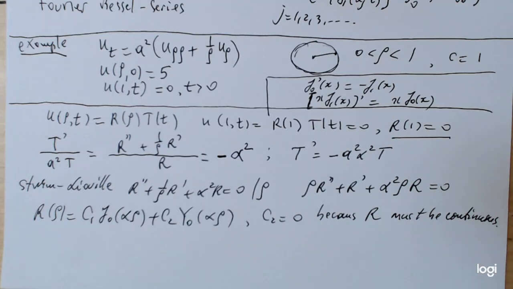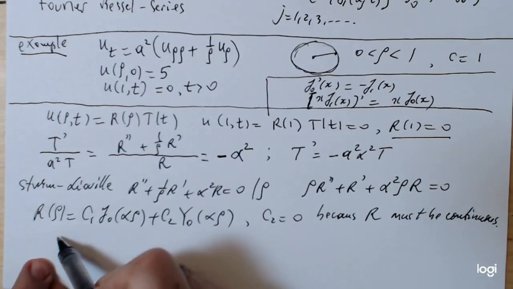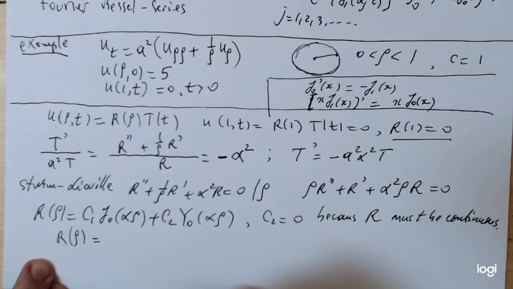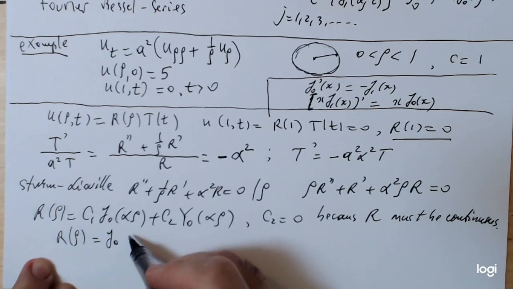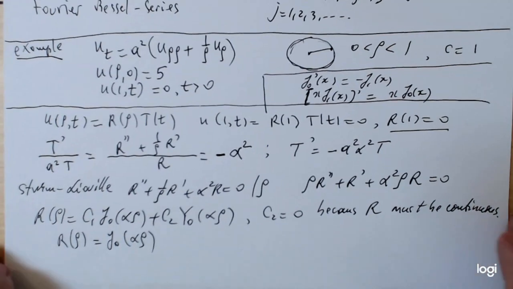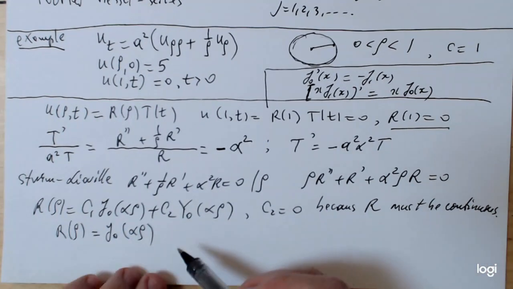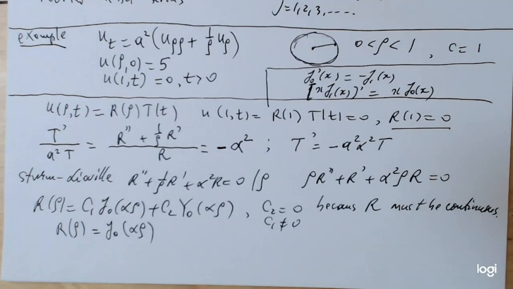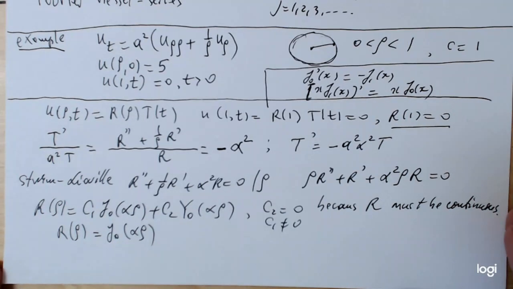So we are left basically with the fact that the solution must be, and let's forget about C1 because we're going to bring that constant in later when we do the superposition principle, J0 of alpha rho. And C1 must be not equal to 0, obviously, because otherwise we will have trivial solutions. So this is the solution of the Sturm-Liouville problem.